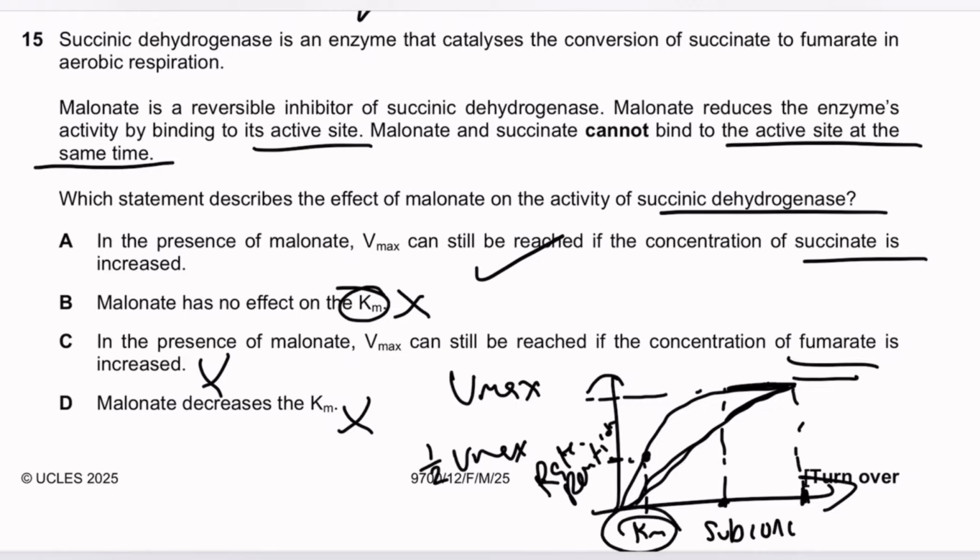The higher the Km value that you need to reach just half the Vmax, the lower the affinity of the enzyme to the substrate, and that's exactly what we see right here. You need a higher Km to reach half the Vmax, which means the affinity has decreased, which makes sense. Affinity is attraction, and attraction has decreased because there's a competitive inhibitor in the mix. So that's why the answer is A.